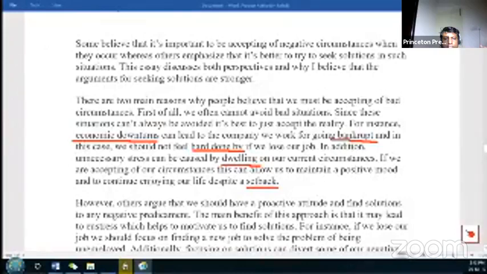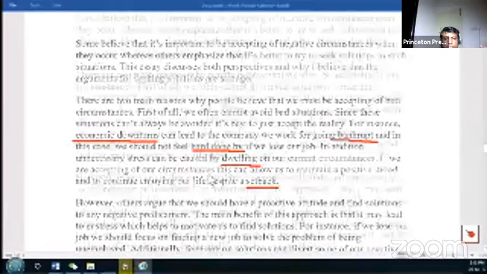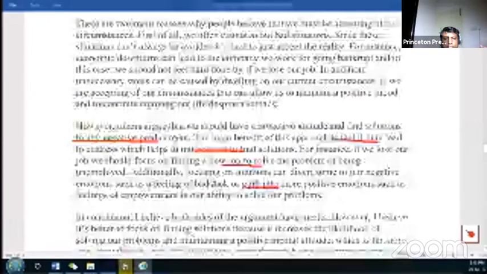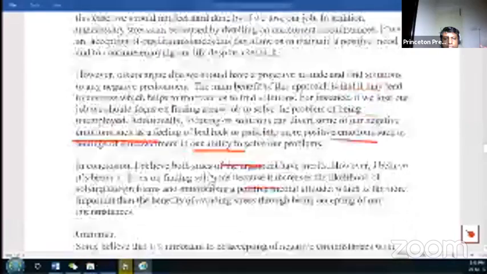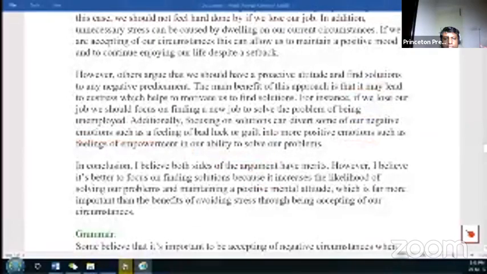Next paragraph probably has a bit more high-level language in it. We've got the proactive attitude, that's quite nice. Predicament, you get in a predicament, you're sort of in a sticky situation or a problematic situation. This eustress is a useful word.